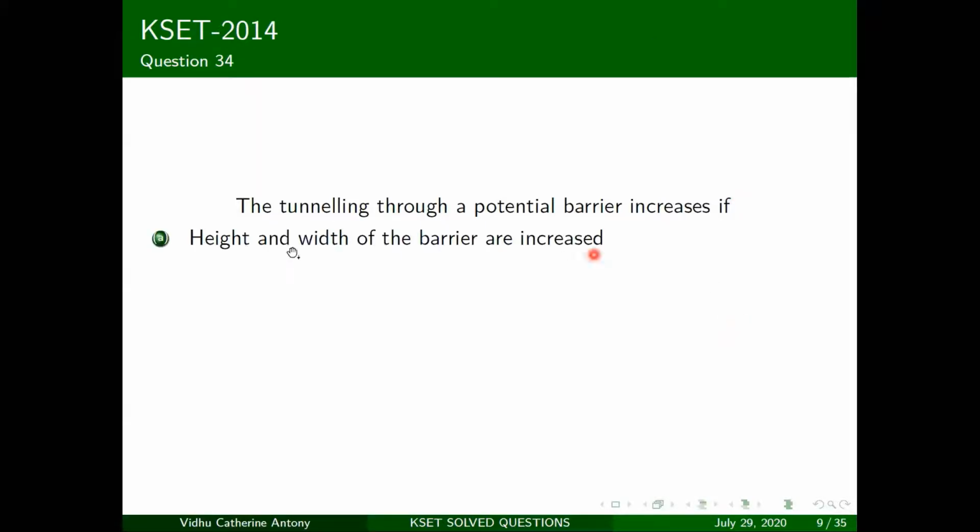Okay, so the tunneling through a potential barrier increases if the height and the width of the barrier are increased, the height and width of the barrier are reduced, the height is increased and the width is reduced, and height is reduced and width is increased. Okay, so let's just look at this.